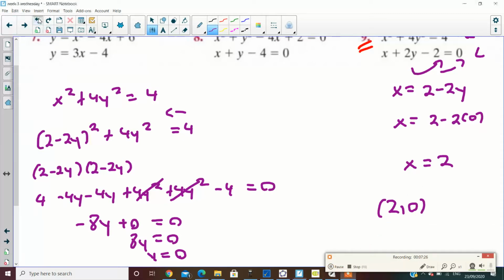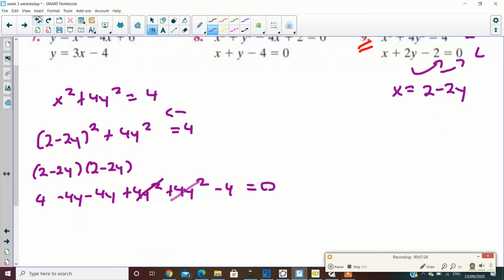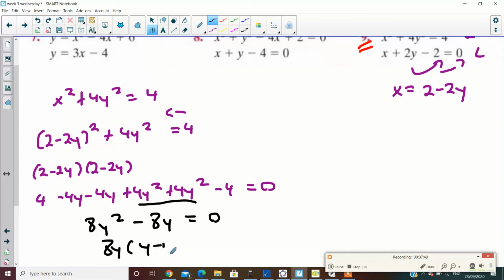Let's go back again. Sorry guys, my fault. 4y squared plus 4y squared is 8y squared. And then that's minus 8y. That equals 0, doesn't it? So then it's 8y into y minus 1 equals 0. 8y equals 0, y equals 0, or y equals 1.